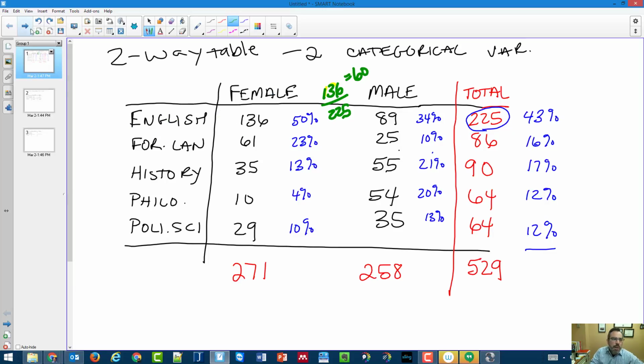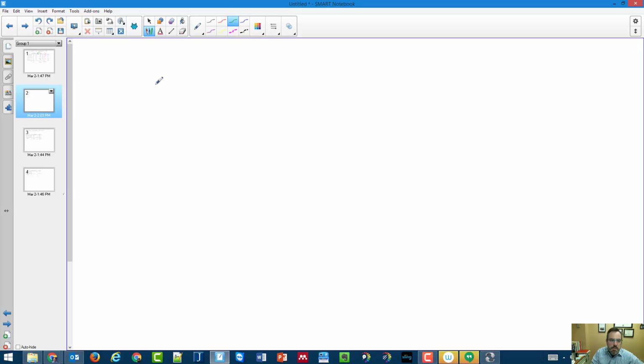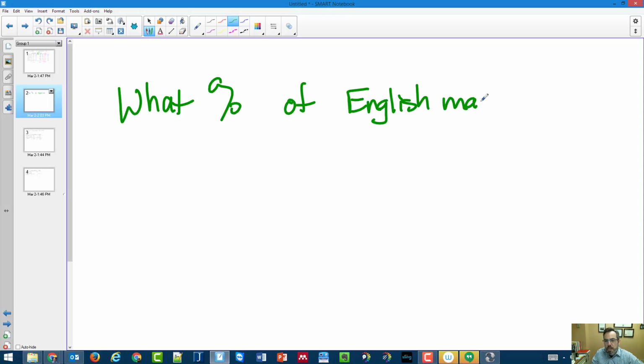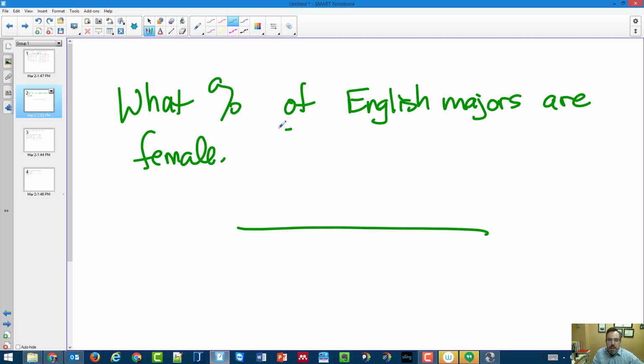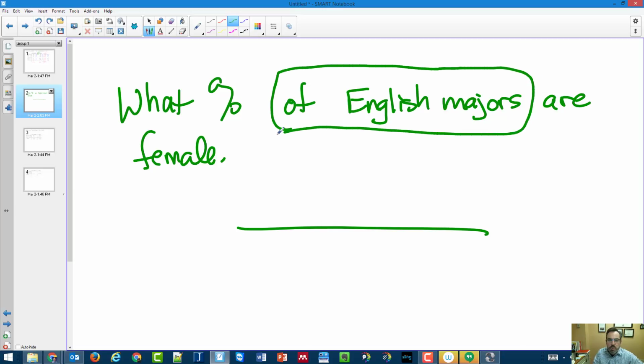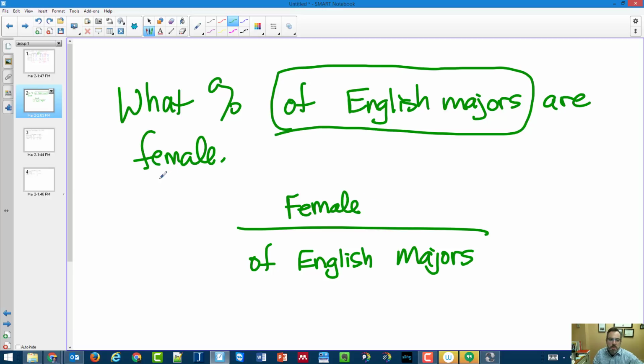So what I want you to focus on is when you say something like this, what percent of English majors are female. Here's the key. The "of English majors," that's the total group. I'm looking at out of all the English majors, so that number goes down in the denominator. And then "are female," I end up with female here. And this is where it gets kind of tricky. I'm specifically only counting female English majors.